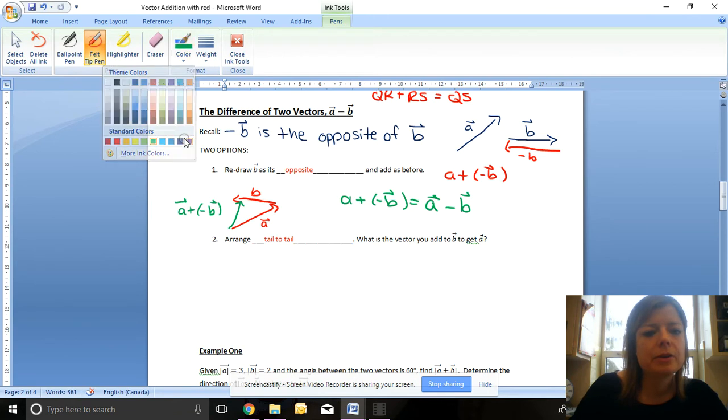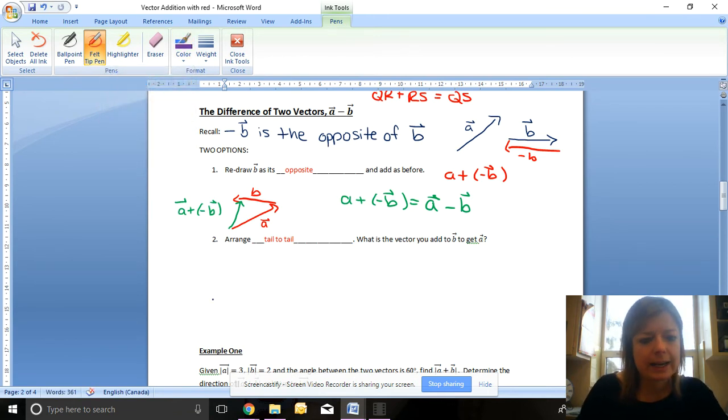The other way of doing it, which in my mind is more complicated, is that you can arrange them tail to tail. So you can put A here and then B here. So leave it as it was. I made that one too long.